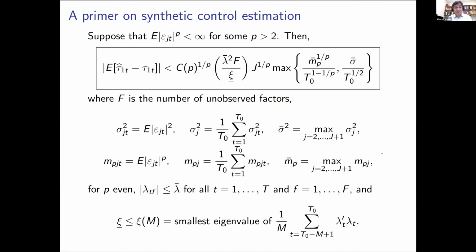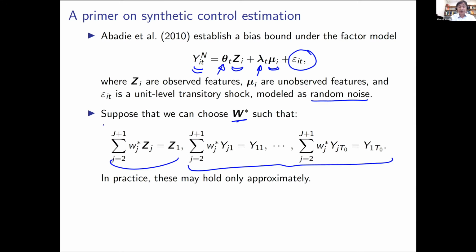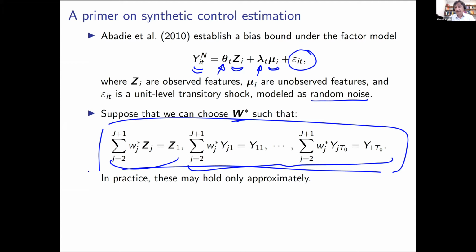And here, for completeness, I have all the elements of the bound, which is a complicated object, but I only want to focus on something that we have inside this max. We have these ratios, and these two objects are related to the scale of the transitory shocks epsilon. And in the denominator, we have functions of T0, that is the number of pre-intervention periods. And remember that, to get this bound, we need this to happen, okay?